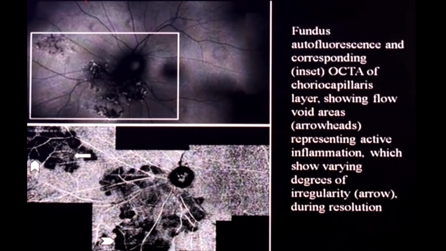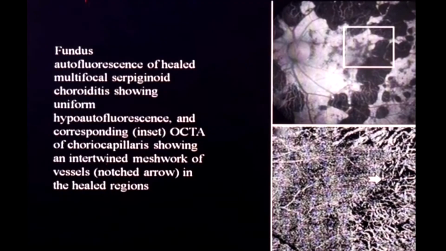So this is a correlation of the autofluorescence with the ICG, as Dr. Vishali has already shown. You have flow void areas in the OCT angiography in the active stage, but if you compare it with an eye which is completely scarred, you can see that the flow void areas have decreased, and you can see an intertwined meshwork of the vessels.